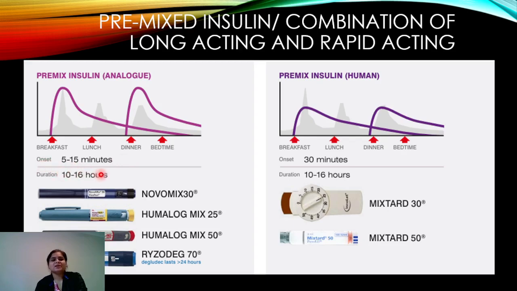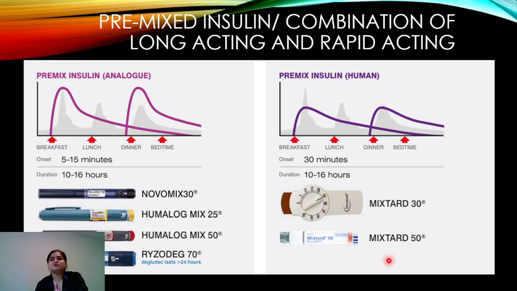See, it will start its onset of action within 5 to 15 minutes of administration, and it will stay in the system for 10 to 16 hours. So it works for a longer duration. That's why they don't need to be given with every meal, but they can be BD or OD administration based on the individual plan. So you can see here human premix and analog premix insulins.